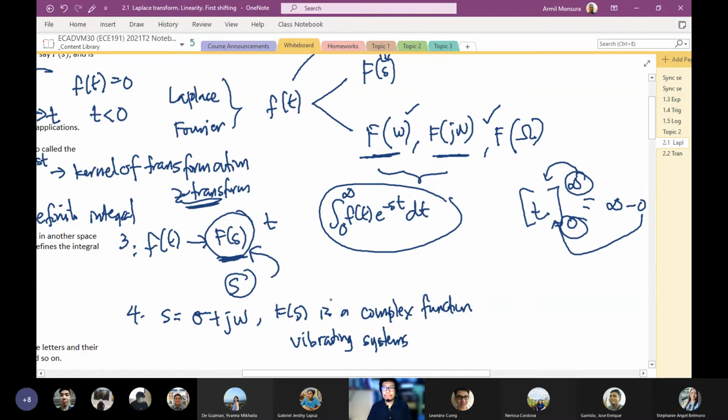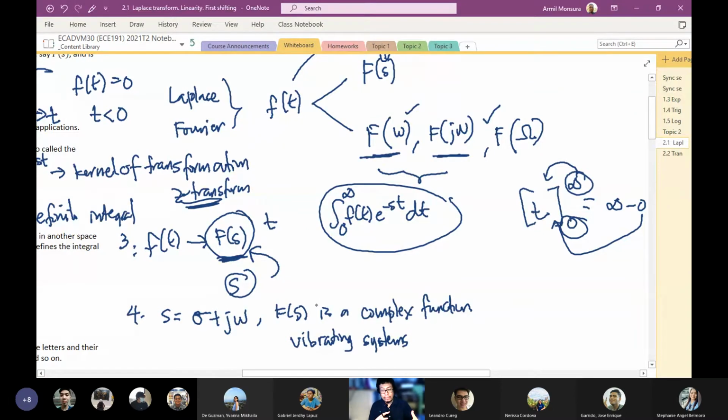Engineers use vibration analysis to determine how these vibrations affect the structural integrity of a bridge, for example. So that's one application, and it takes advantage of the fact that F of s is a complex function. But that does not prevent us from applying the Laplace transform in applications that involve real numbers. In fact, we can really apply it to real numbers.